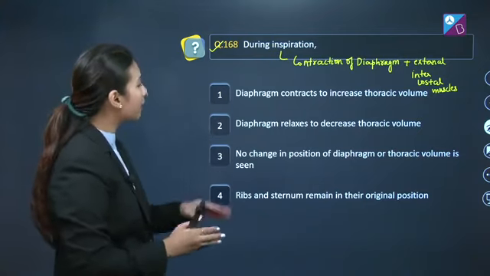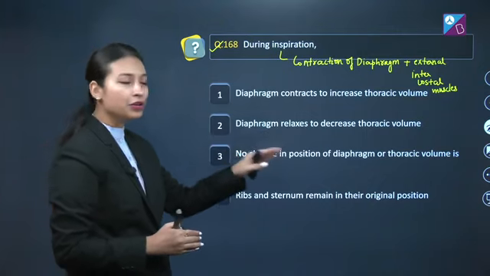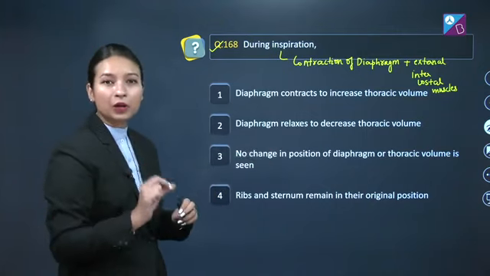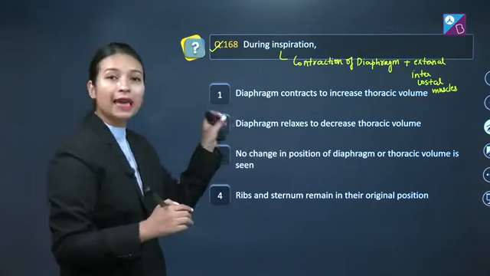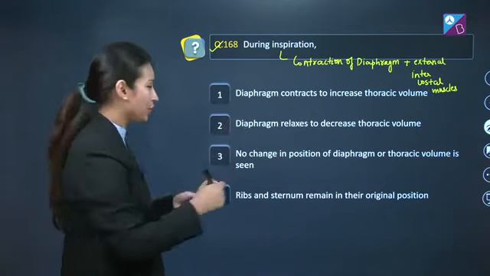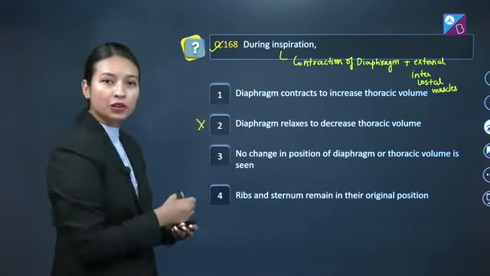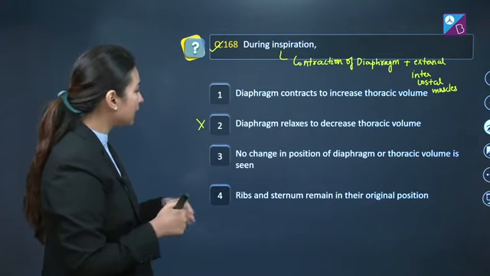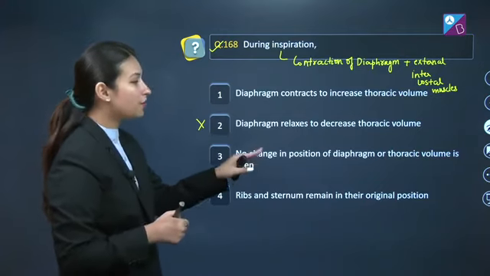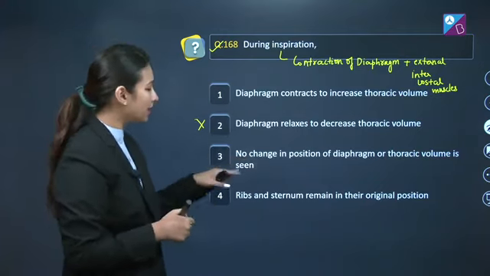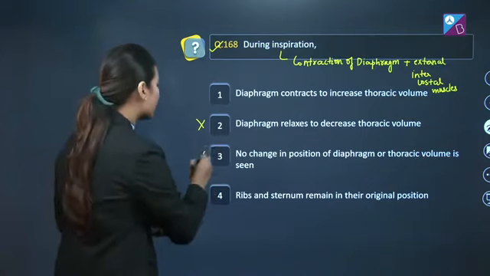दूसरा ऑप्शन है यहाँ पे diaphragm relaxes to decrease thoracic volume. This is absolutely wrong because this happens during expiration, not during inspiration. So option number 2 is wrong. Option number 3 here is no change in position of diaphragm or thoracic volume is seen. So it is absolutely wrong.